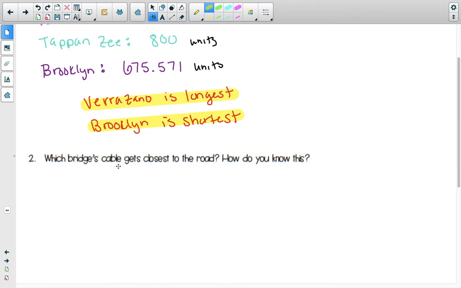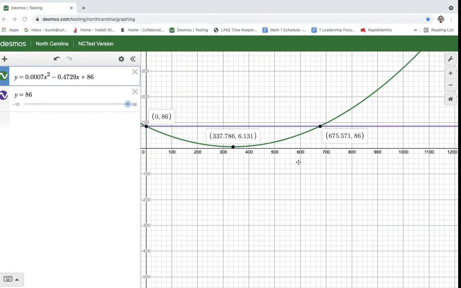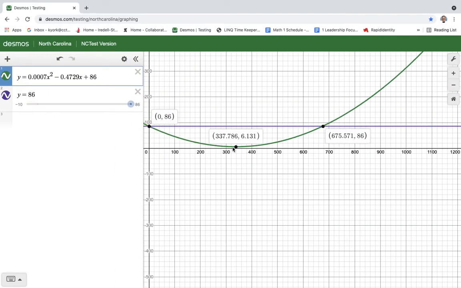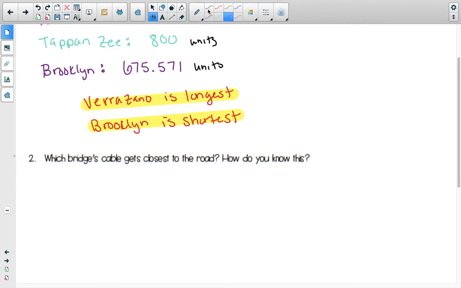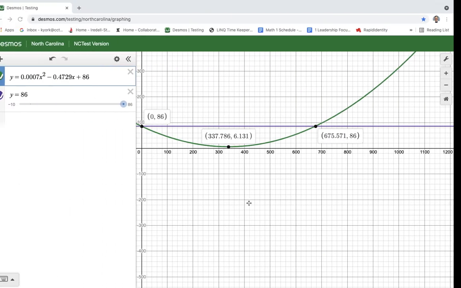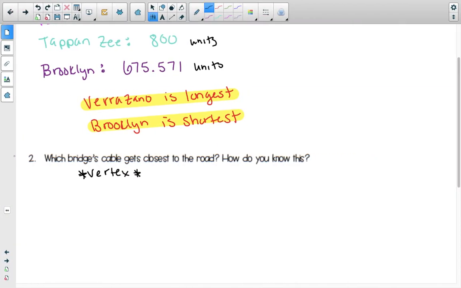The next question says, which bridge's cable gets closest to the road, and how do you know this? So closest to the road, if we look back at the cable, this would be the lowest part. The road is the x-axis. So we want to look at that minimum, that vertex. So the question is really looking at the vertex.